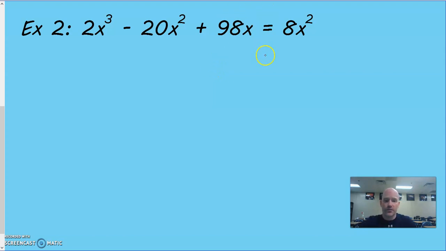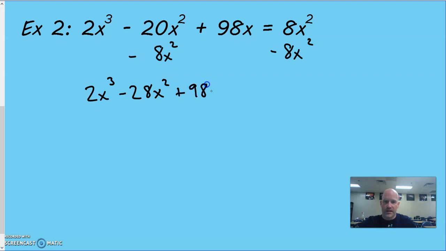It needs to equal 0. So I'm going to subtract 8x squared from each side. So I want to only add and subtract my like terms, so I'm going to take that away from my other x squareds. So this is now 2x cubed minus 28x squared plus 98x, and it's equal to 0. So guess what? It's now equal to 0, and what else can I do? I can start to factor it.